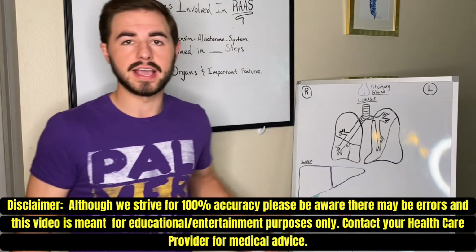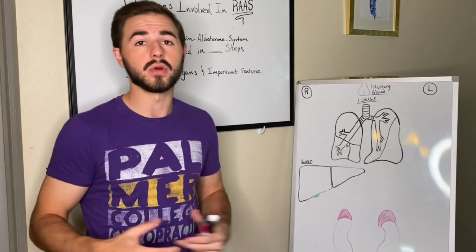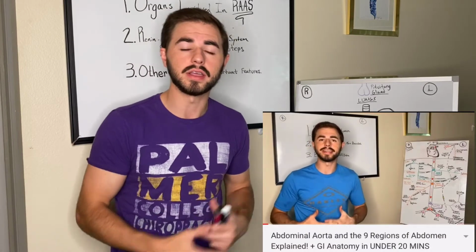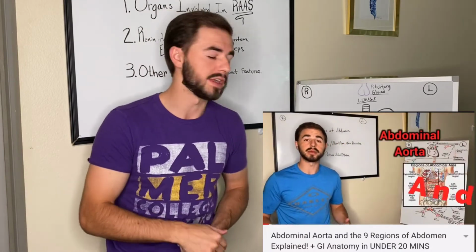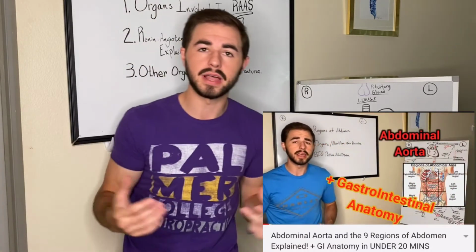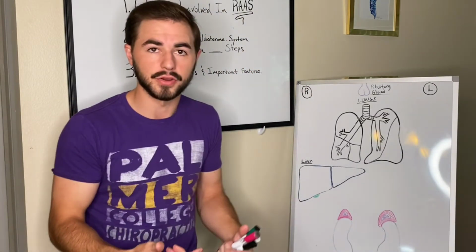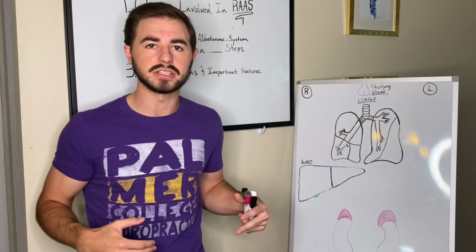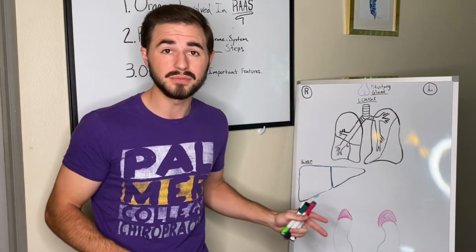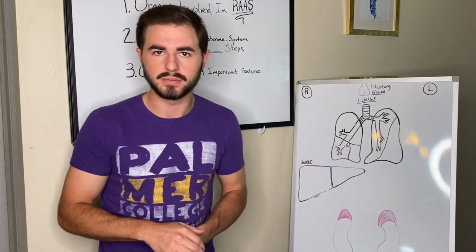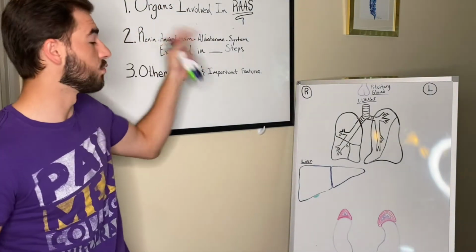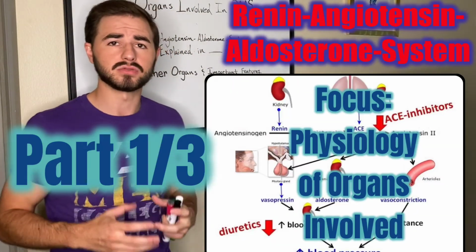If you joined us last week, you'll remember that we went over the abdominal aorta and the descending branches of the aorta, to see that it supplies a lot of the organs in your GI system. But today I'm going to take that a step further. Rather than talking about blood supply and branches, I'm going to talk about a specific system that involves some of these organs we talked about. So today we're going to be talking about the Renin Angiotensin Aldosterone System.